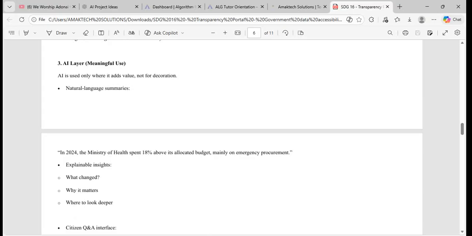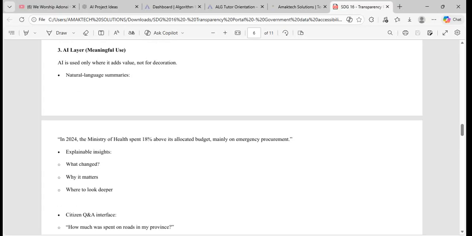And then the AI layer. It is used only where it adds value, not for decoration. Natural language summaries. For example, in 2024, the Ministry of Health spent 18% above its allocated budget, mainly emergency procurement.